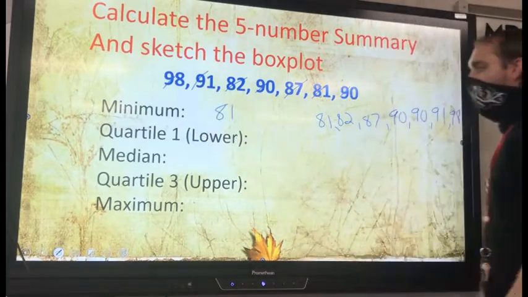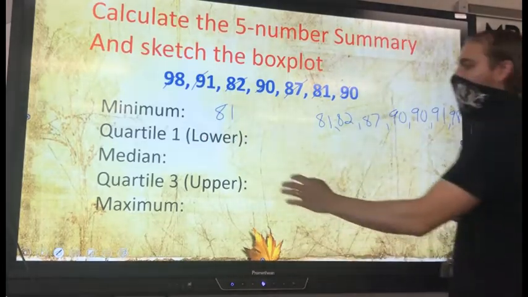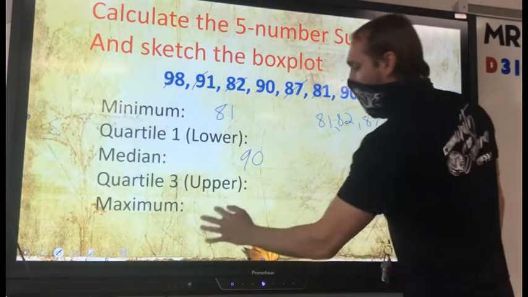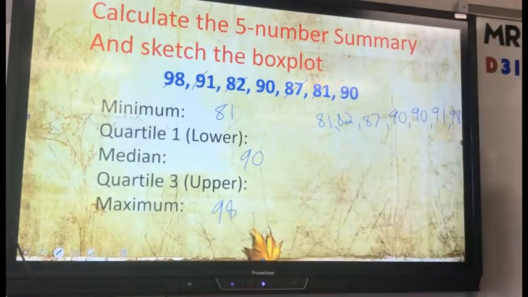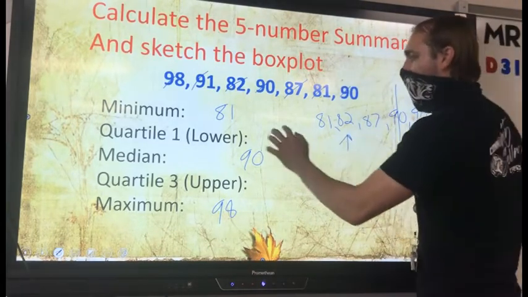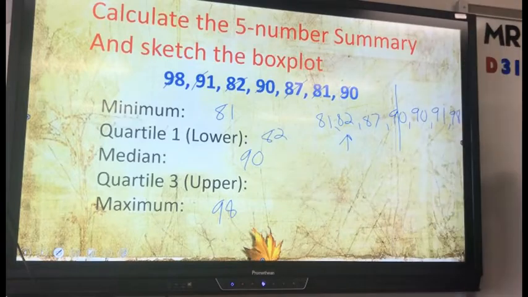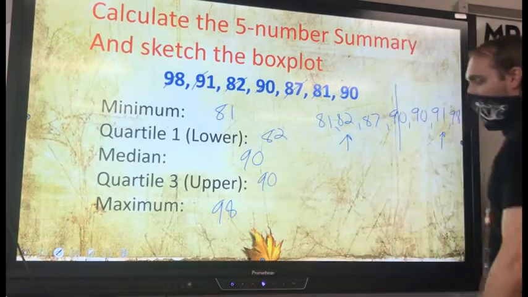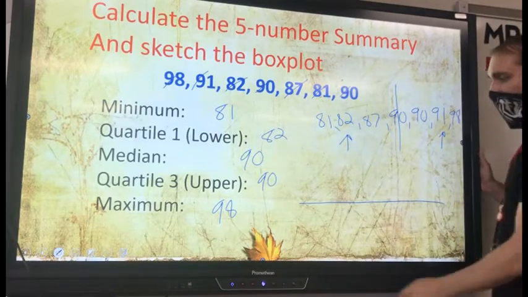What is my median? 90. What is my maximum value? Highest grade in the test, 98. What is my lower quartile? So in the middle here, 82. What is my upper quartile? 91. So let's see. I'll draw it horizontal.